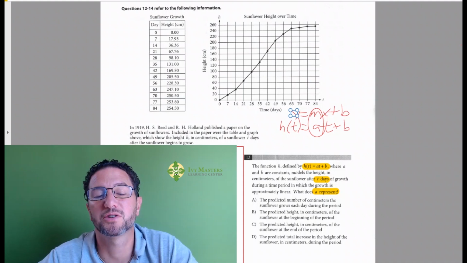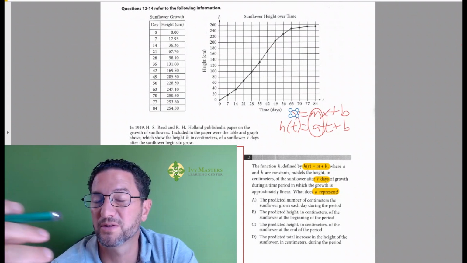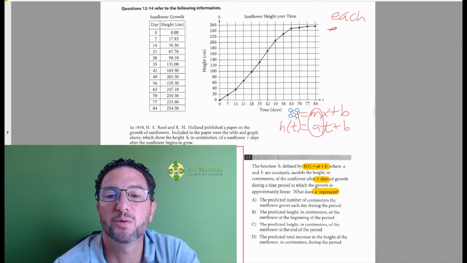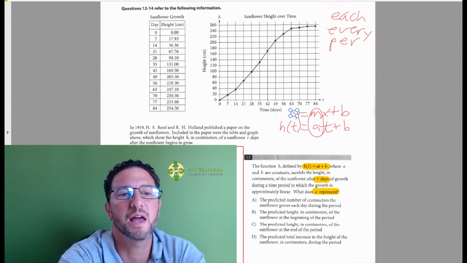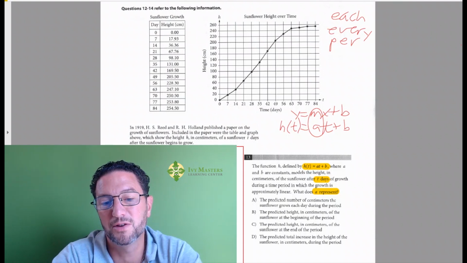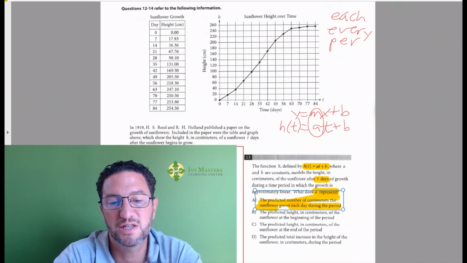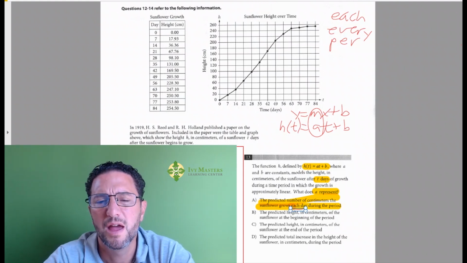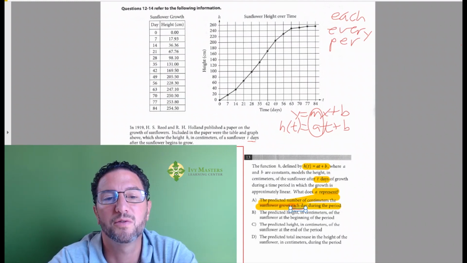And here's a hint for a question like this. If it's asking for the significance of slope, what a represents, what m represents, what the slope represents, if you see the word each, or if you see the word every, or if you see the word per, then you're talking about slope. So we look at our answer choices. Answer choice A, the predicted number of centimeters the sunflower grows each day during the period. So each day during the period, we've got each. It looks like that's going to be the slope. And we've got to make sure it's attached to the number of days. It says t days, so it looks like we've got our answer straight away.